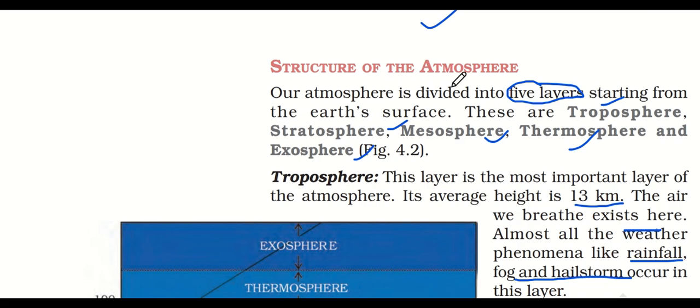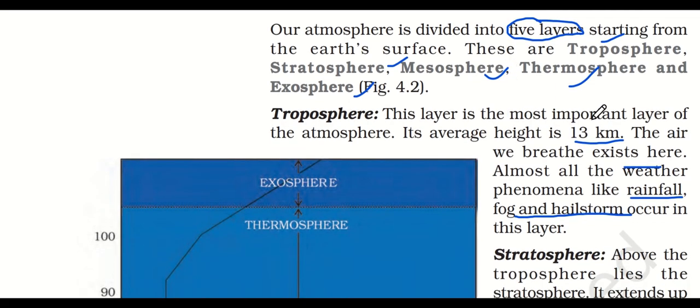Now, structure of atmosphere. Our atmosphere is divided into 5 layers. The first is troposphere. There are troposphere, stratosphere, mesosphere, thermosphere, exosphere. Troposphere, stratosphere, mesosphere, thermosphere, and exosphere. Troposphere is an important layer of the atmosphere.